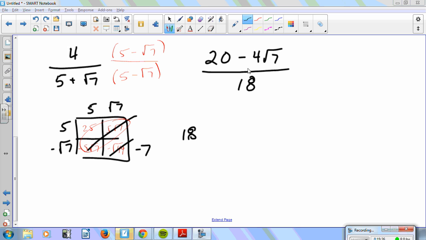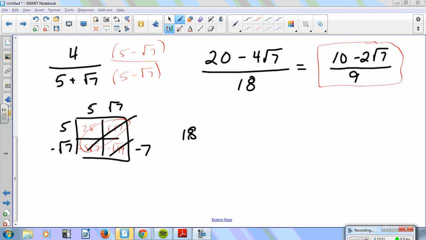And this last part, as we have a fraction, always look for common factors of our numbers. 20, 4 and 18 all share a common factor of 2. So I can divide all of those by 2. That gives me 10 minus 2 square roots of 7, and that's all over 9. So this would be my final answer. Also acceptable if you really felt like writing it this way, you don't have to: 10 over 9 minus 2 times the square root of 7 over 9. Both ways are completely acceptable to write your answers in.